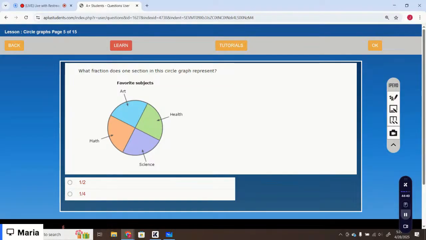What fraction does one section in the circle graph represent? Which is the correct option? That is 1 over 4. Option number 2 is the correct option.